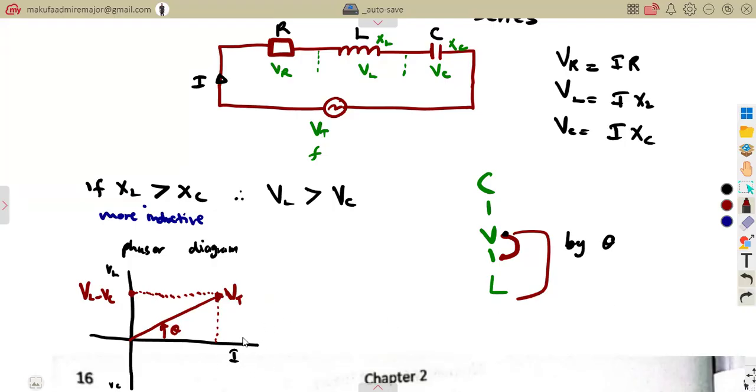That's the total voltage that is there. And in this way, we are given the current. Remember, the current is always in phase with VR. That is where we are given VR. That is the idea.